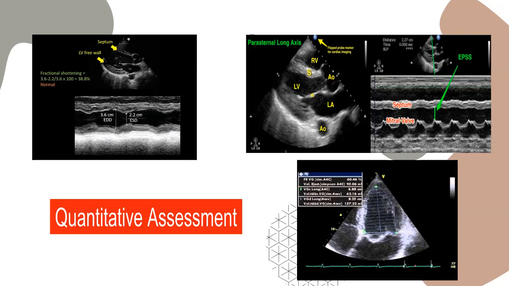If the value is less than 6 millimeters, you can expect the ejection fraction of the patient to be more than 50%. And if the value is between 6 millimeters to 1 centimeter, your expected ejection fraction is 30 to 50%. And if it's more than 1 centimeter, your ejection fraction is less than 30%.